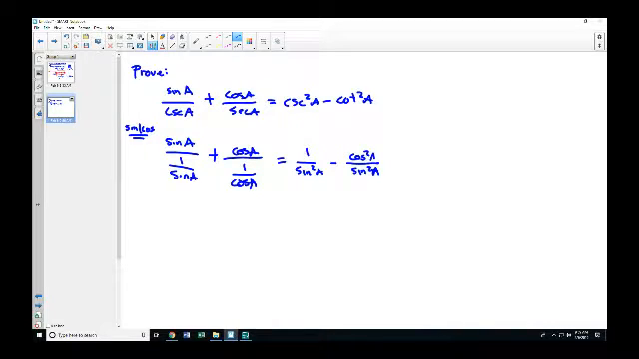It just gives you sine times sine, which is sine squared. It's sine A times, flip this, sine A over 1. Sine squared, right? Plus cosine squared A. Recognize it? You better recognize it.